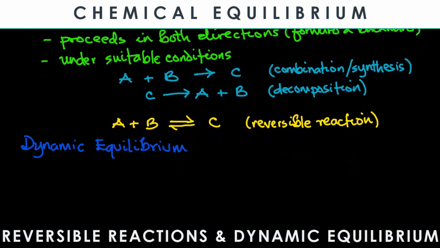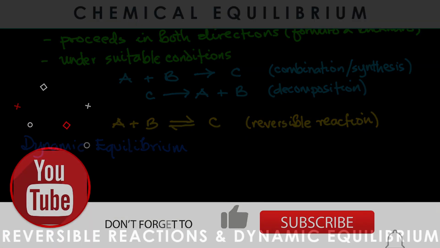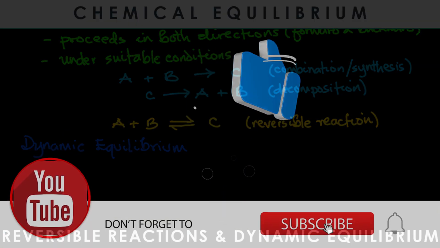What do we mean by dynamic equilibrium? First, let's go back to reversible reaction. We just learned that a reversible reaction proceeds in both directions, right? Fine. Now, a system can be reversible, but it will not attain equilibrium. In other words, it can proceed in both directions, but that doesn't mean it has attained equilibrium. In chemistry, a system is only said to attain equilibrium when the rate of the forward reaction equals the rate of the backward reaction.